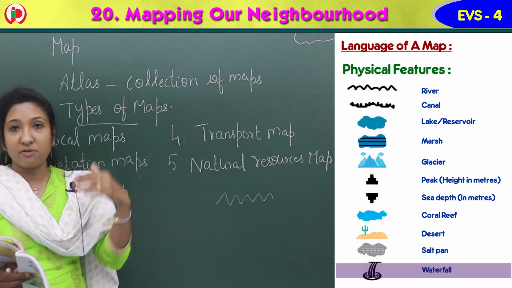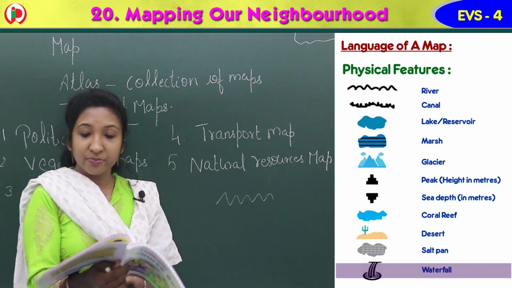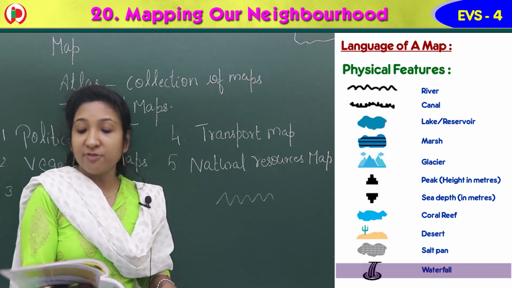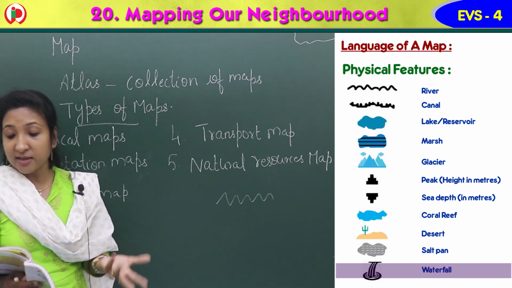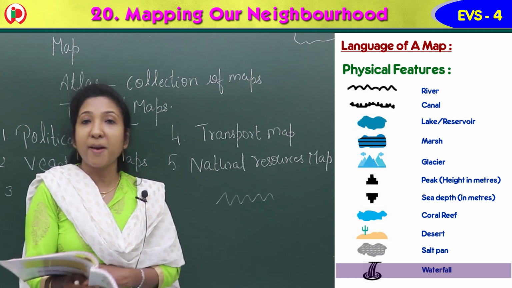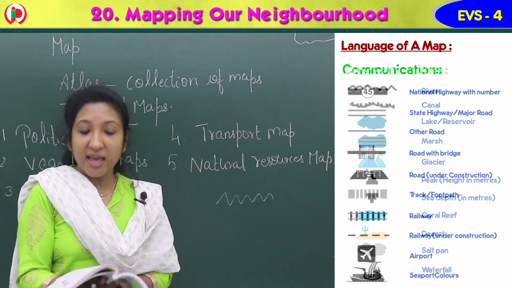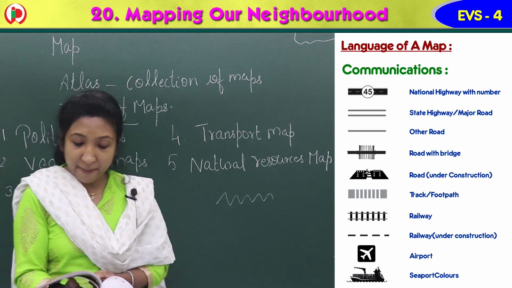Then waterfall, see the symbol there. This is the symbol of a waterfall. So this is about physical features, symbols: river, canal, lake, marsh, glacier, peak, sea depth, coral reef, desert, salt pan, waterfall. Now communications. For communication also we have signs and symbols on the map.